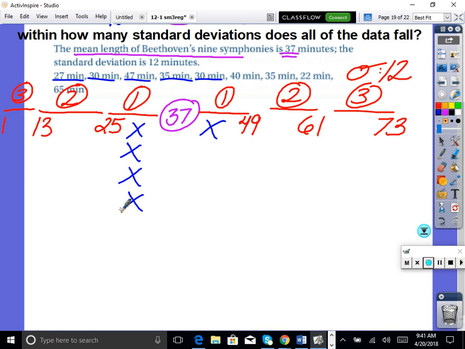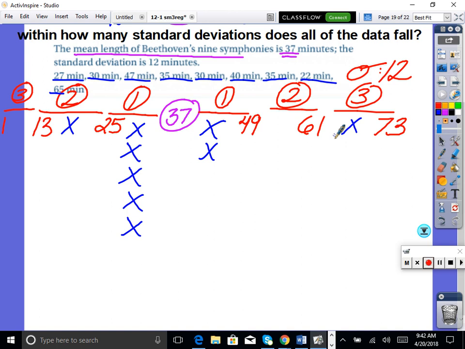That's good. The fewer standard deviations out, the better. So these all have fallen within 1 standard deviation. 40 is still here. 35 is once again here. 22. It's 2 standard deviations away from the mean. Good. 65. Oh, it's clear out here to the 3rd standard deviation. So this is what the spread looks like.